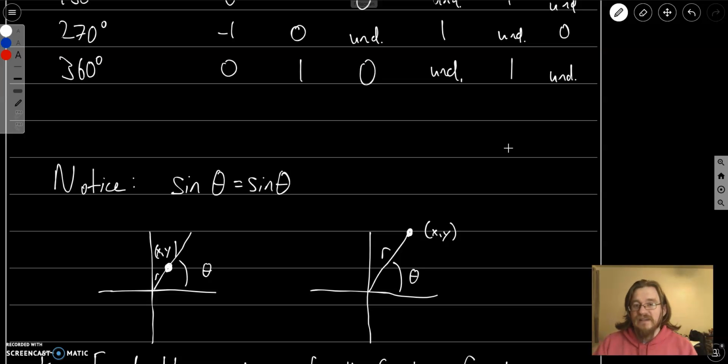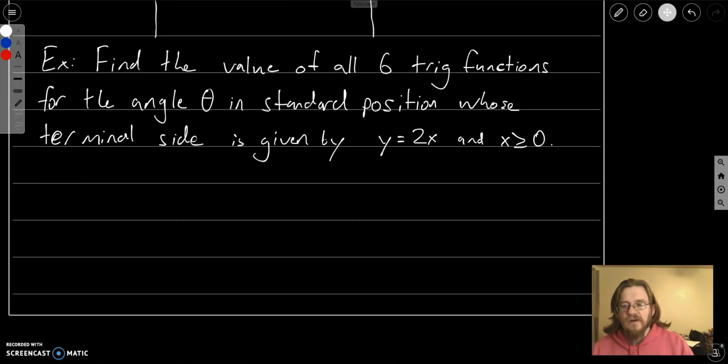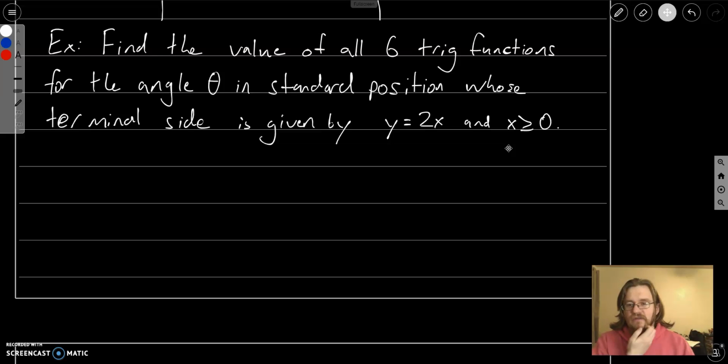And it turns out it doesn't matter what point we use, as long as they're along the same line to give the same angle. And this gives us a little bit of flexibility. So let's find the value of all 6 trig functions for the angle theta in standard position, whose terminal side is given by y is equal to 2x, and x is greater than 0. So let's break this down.